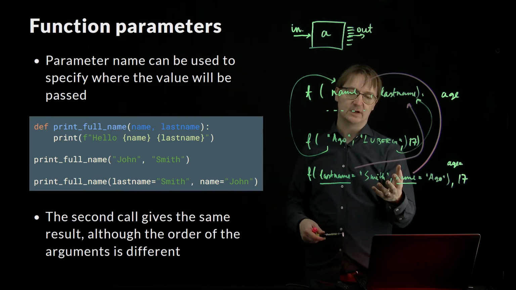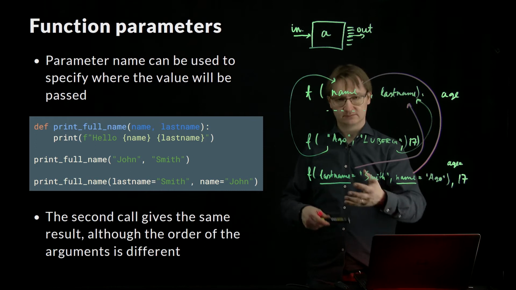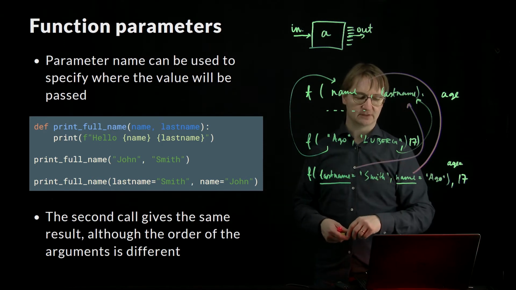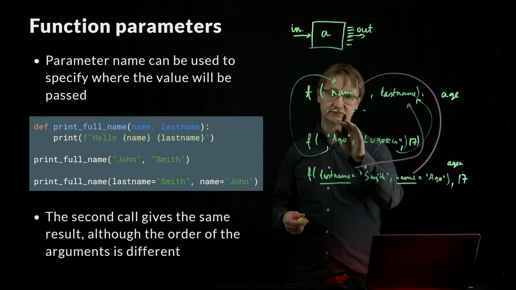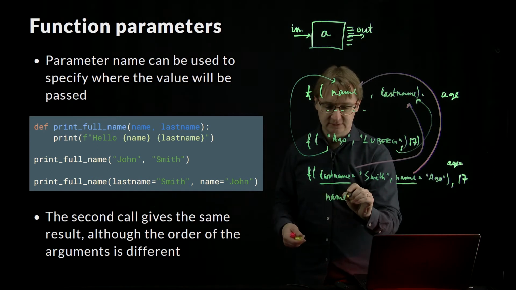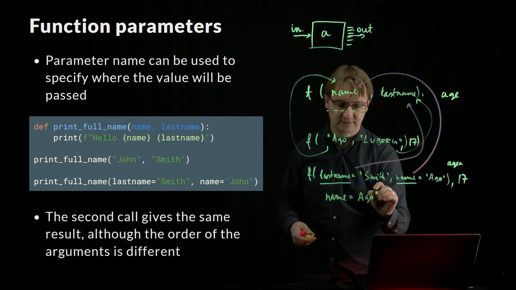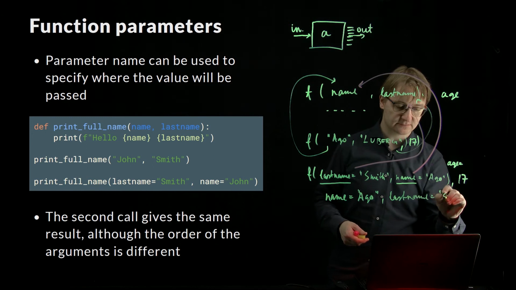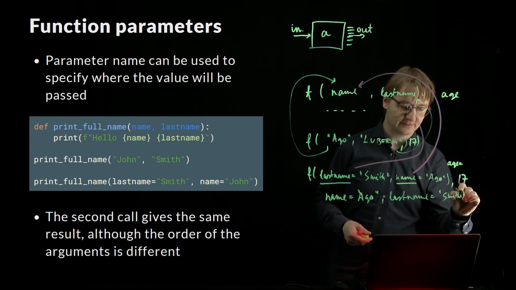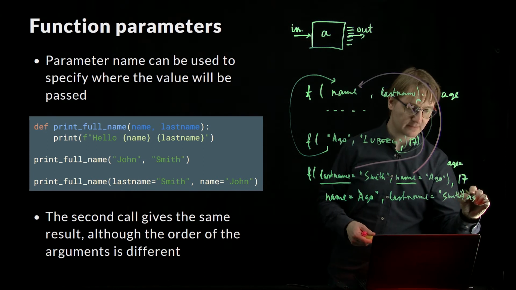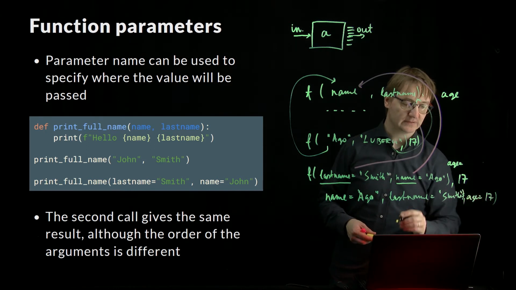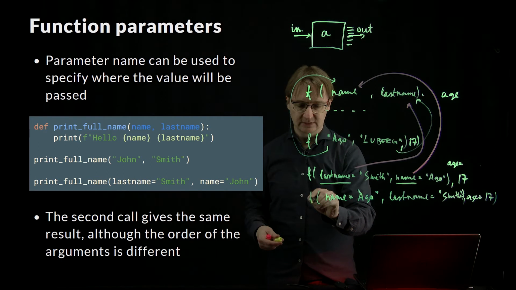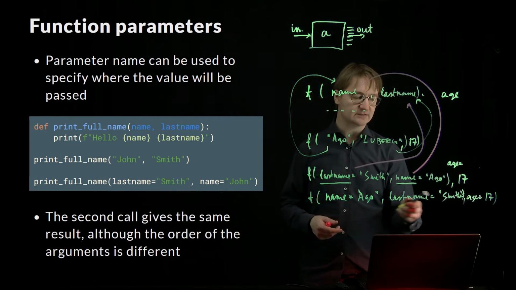In some ways, if you read code, it might be easier to understand if you specify the names of the parameters. You can even have the same order. I can even do that: name is Aaro, last name is Smith, and age 17. Although the order is the same, now if I read the code, it's easier to understand that, okay, this one is the last name.